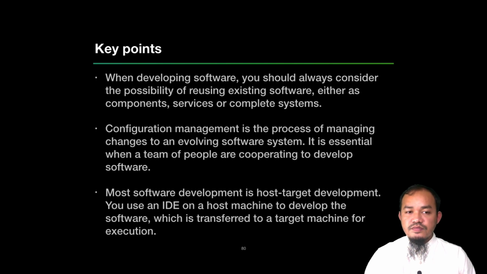Configuration management is the process of managing change to an evolving software system. It is essential when a team of people are cooperating to develop a system. We are working on software together, for example two or more people, or 10 people, 100 people working on the same code base. It is better to set up configuration management such as version control, system integration, and so on.